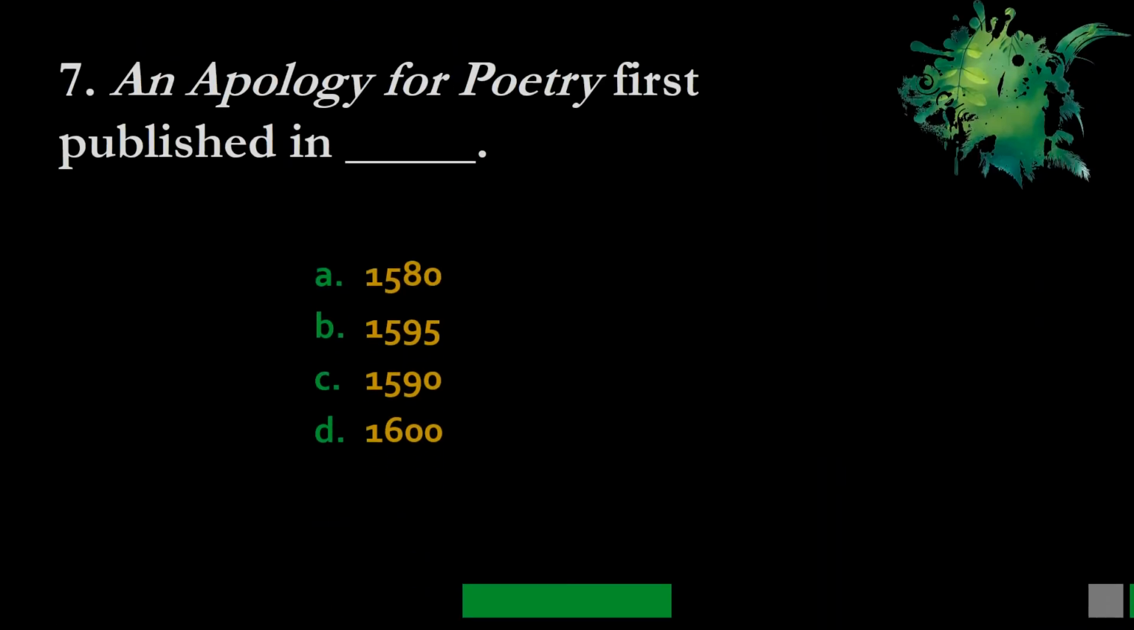Question number 7. An Apology for Poetry is first published in. Options are A, 1580, B, 1595, C, 1590, and D, 1600. When did An Apology for Poetry publish? And the correct option is B, 1595. First, An Apology for Poetry is published.